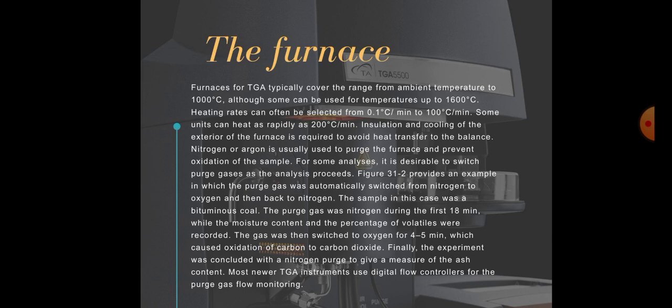Insulation and cooling of the exterior of the furnace is required to avoid heat transfer to the balance. Nitrogen or argon is usually used to purge the furnace and prevent oxidation of the sample. For some analysis, it is desirable to switch purge gas as the analysis proceeds. The purge gas was nitrogen during the first 18 minutes, while the moisture content and the percentage of volatiles were recorded. The gas was then switched to oxygen for 4 to 5 minutes.